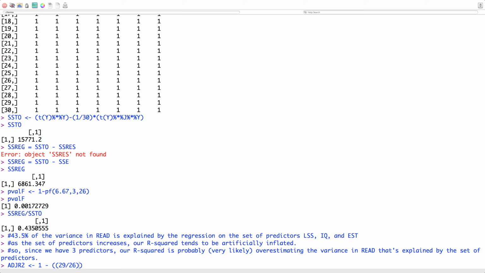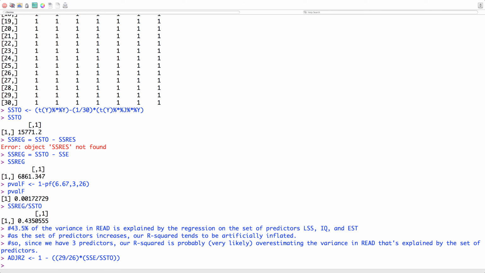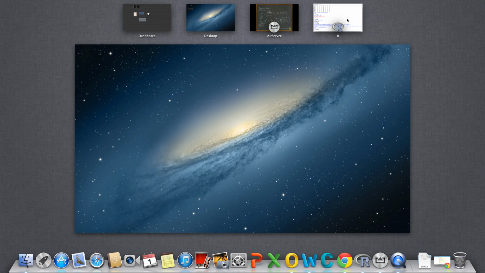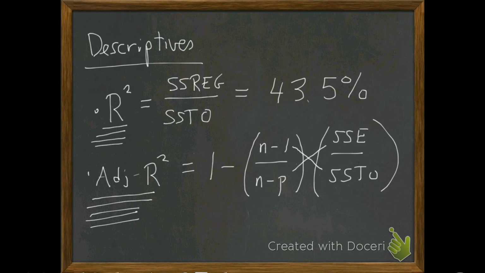And I need to multiply by the sum of squares for the error over the sum of squares for the total. Guys, the adjusted R squared is going to be 37.0%, or well, 36.99% if we go out two places. I think I'll do that.